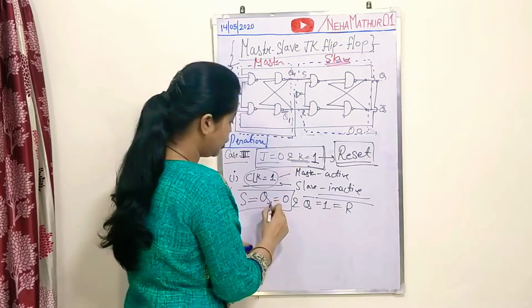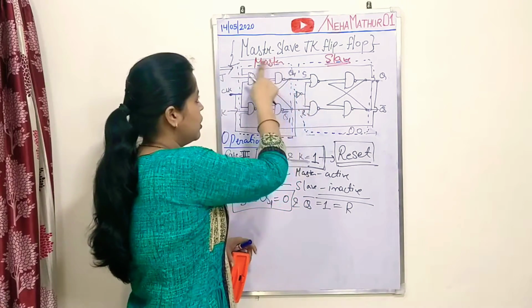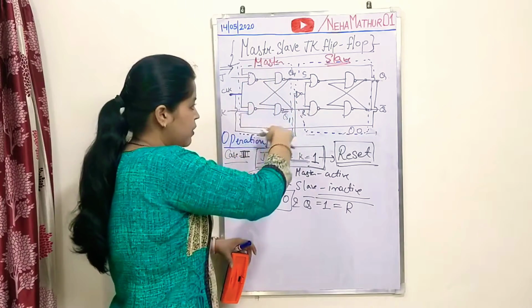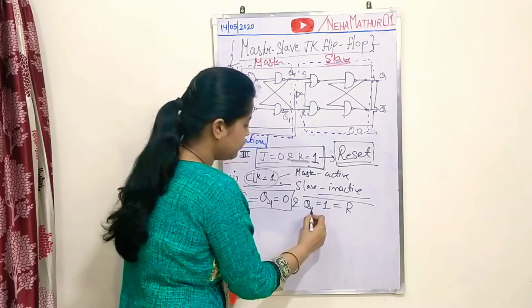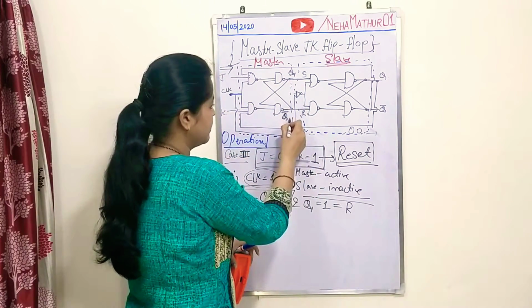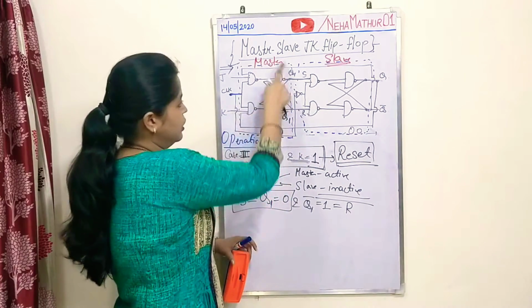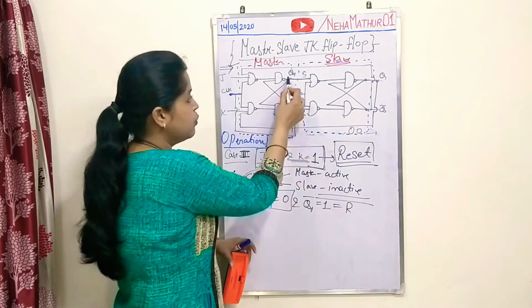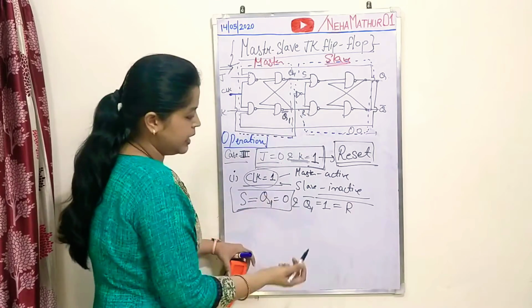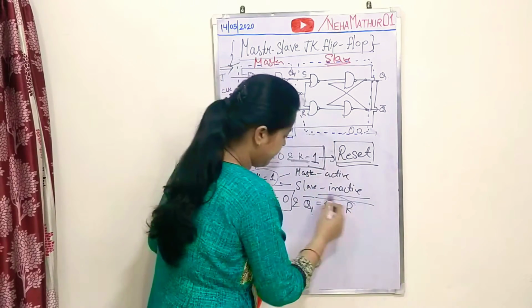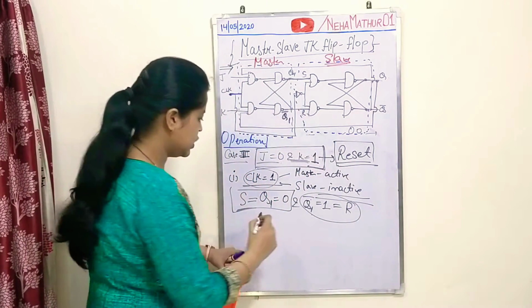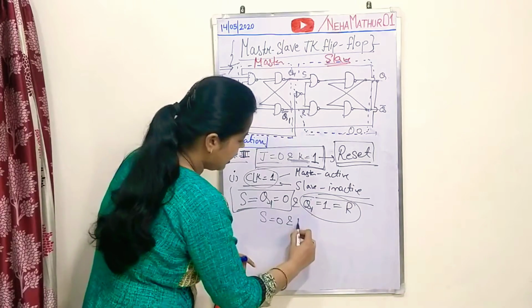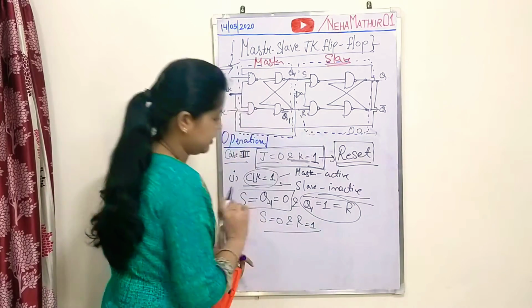Your Q1 will be 0 because Q1 is the output of the JK flip-flop, and Q1 bar, that means this one, is the output of your JK flip-flop. So Q1 is nothing but S and Q1 bar is nothing but R. So now your S is equal to 0 and R is equal to 1.